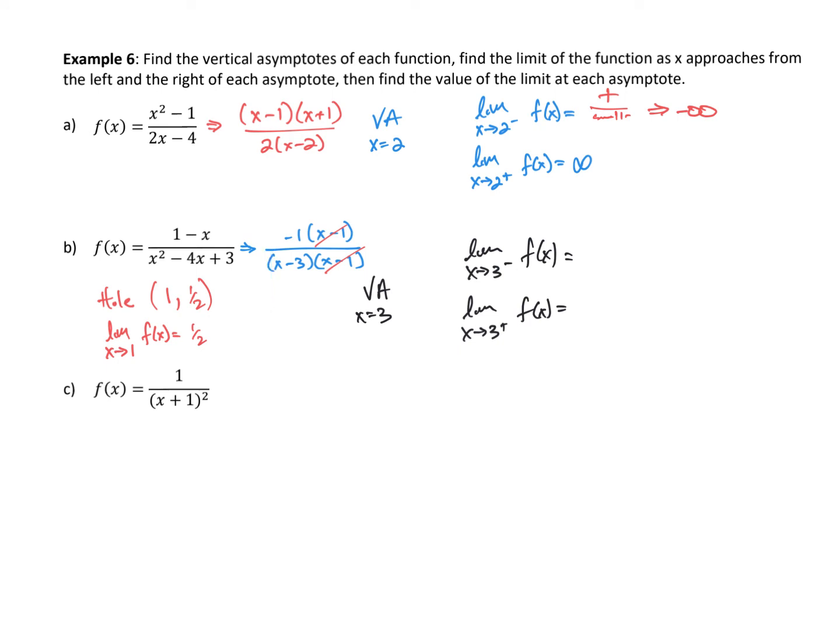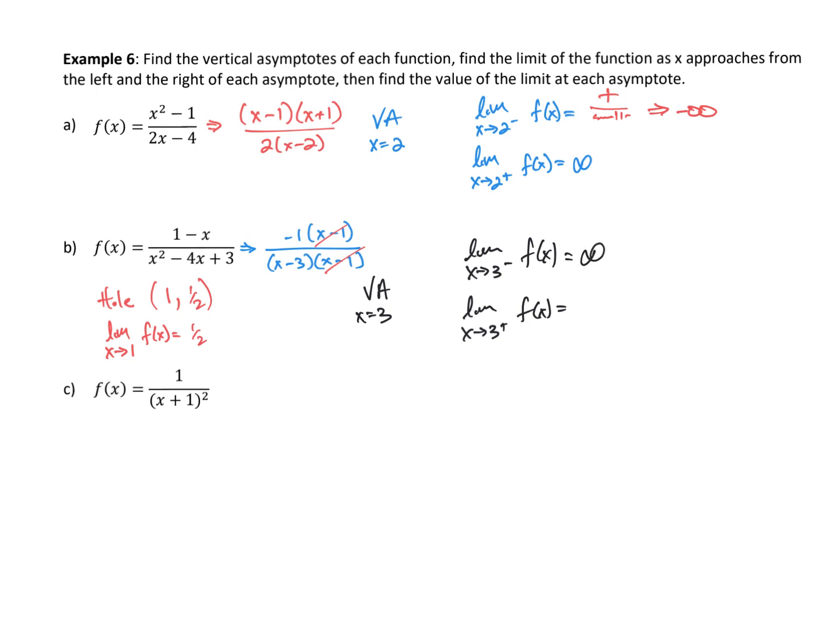All right, so now from the left, what's 3 from the left? That's a little bit less than 3, 2.999, right? So what kind of number do I have up top? A negative. What do I have on the bottom? A really small negative. So I have a negative over a really small negative, which would be a positive infinity.